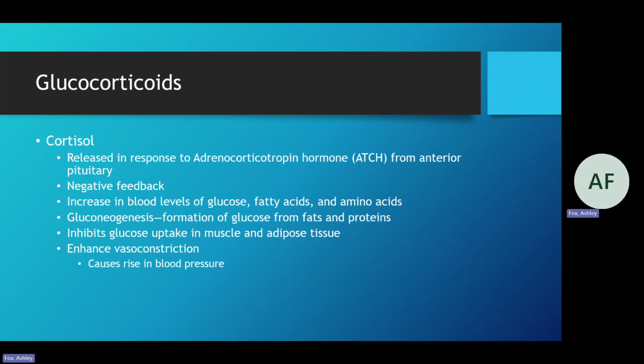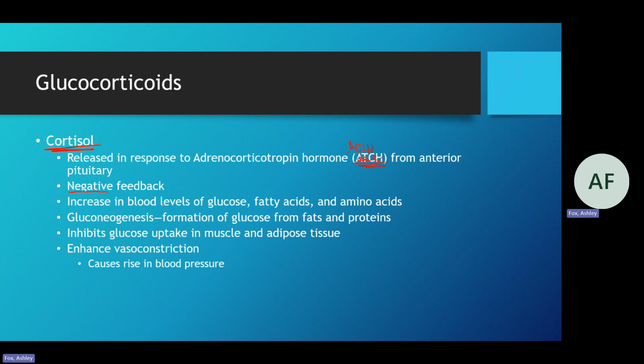Cortisol, again, is a response to adrenocorticotropic hormone, ACTH, from the anterior pituitary. If you need levels of cortisol to be increased, you're going to increase your ACTH. If cortisol levels are high, then your ACTH should go back down. So if ACTH is high, then it's trying to release cortisol. If there's too much cortisol, then ACTH is going to be low. So negative feedback.